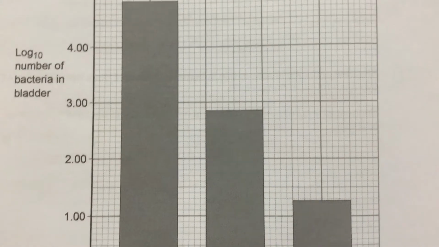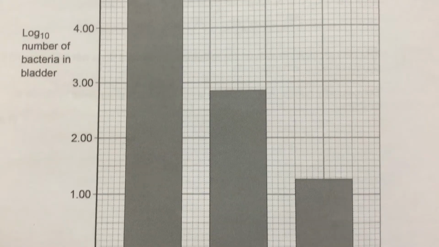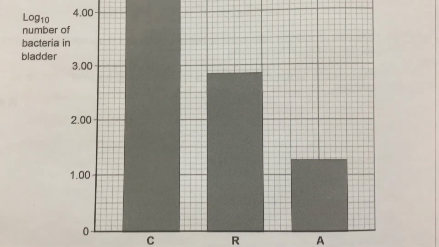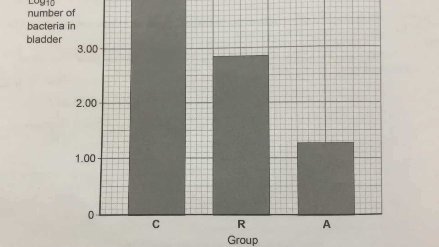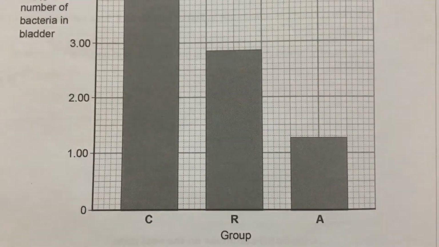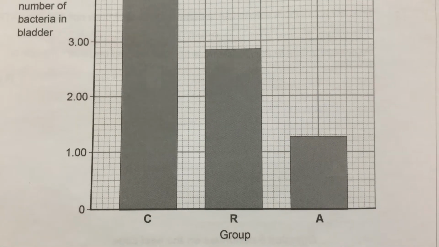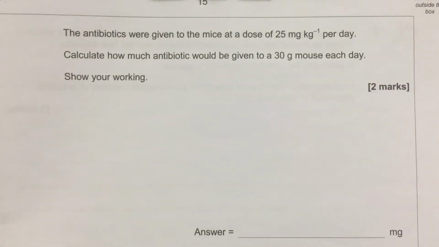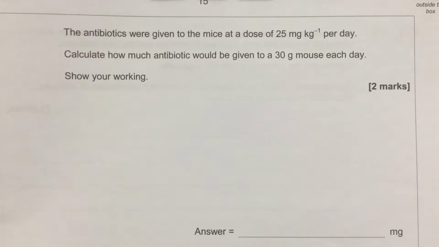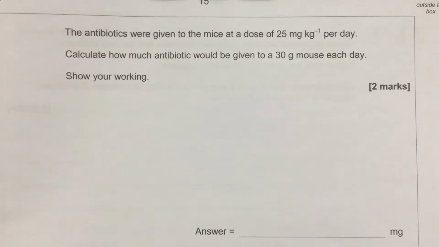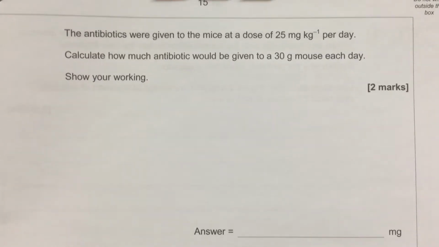So the question asks, the antibiotics were given to the mice at a dose of 25 milligrams per kilo per day. How much antibiotic would be given to a 30-gram mouse each day? Show your working, and it was worth 2 marks. Okay, so we don't need the graph for this at all, but what we do need to do is make sure that we're in the same units.